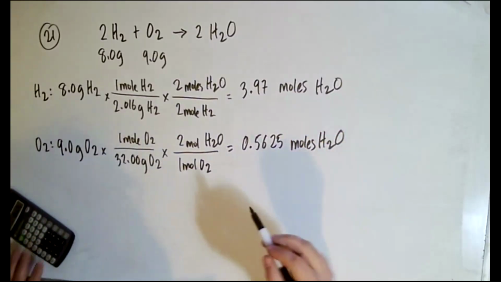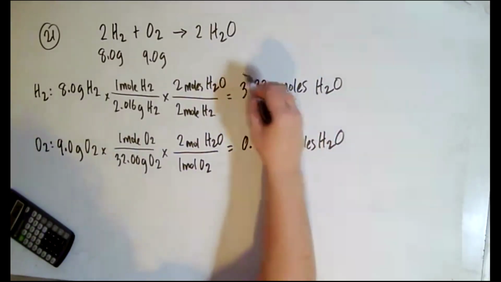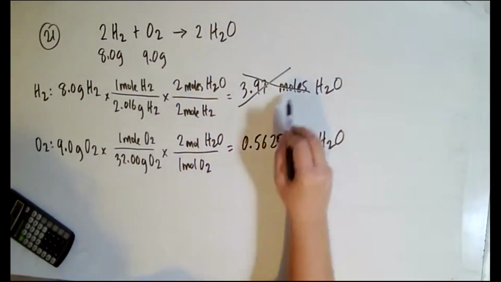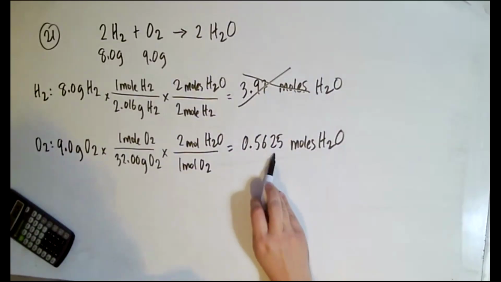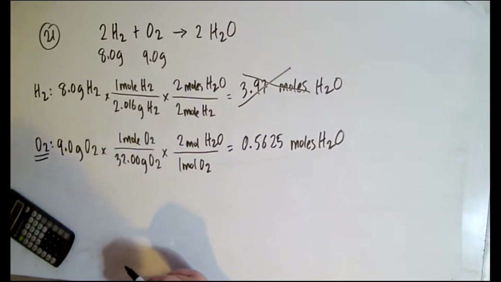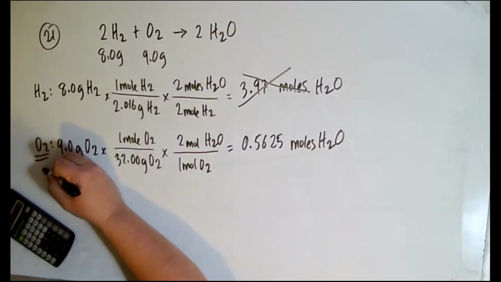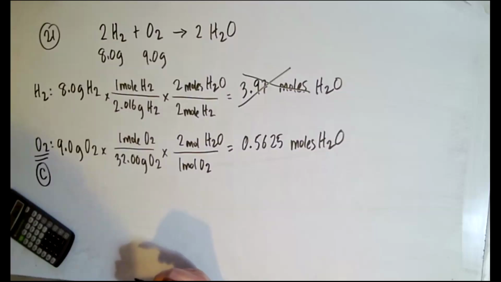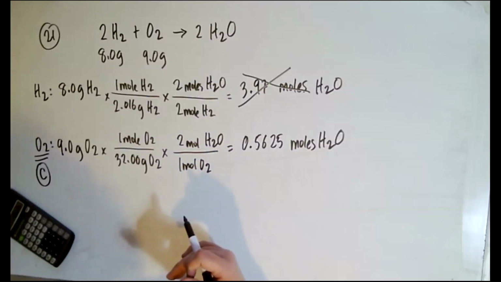Okay. So we can compare these two numbers right away. We know that that's no good. This is going to be our theoretical yields in moles, which means that oxygen is going to be our limiting reactant. So right away, we know that choice C is going to be the correct choice, but we can also disprove choices D and E if we want to.